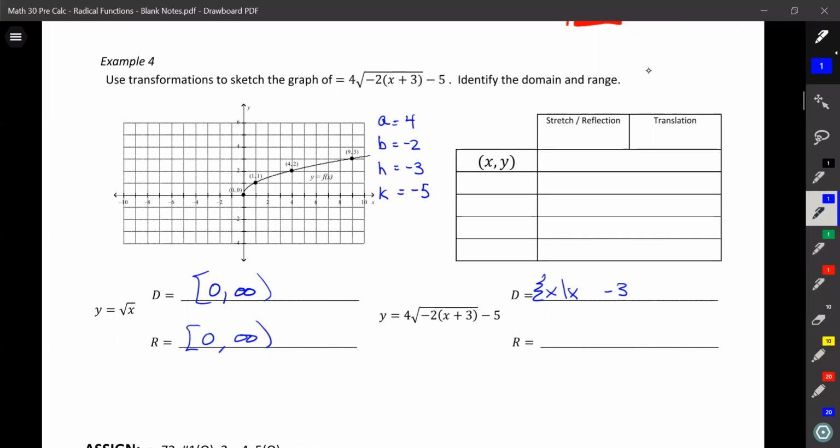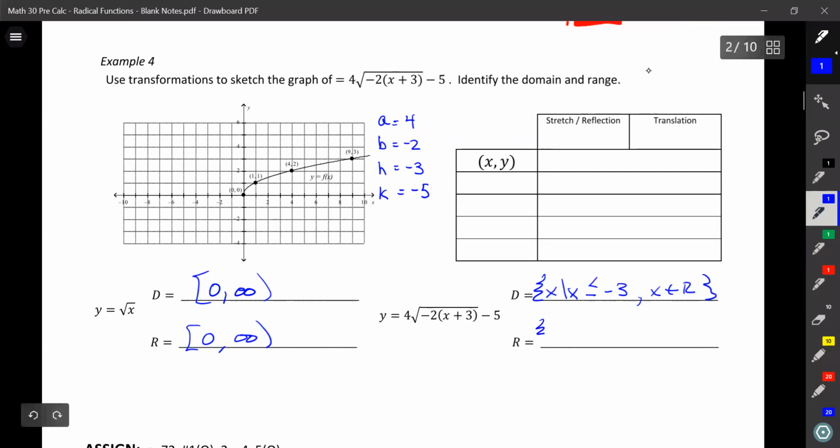Well, I see b is -2. That means we have a horizontal reflection. So that will affect the domain for the horizontal, or for the x. So it's not going to be, as we normally put, x greater than or equal, it's going to be less than or equal to -3. x element reals, and we'll check it when we do the graph.